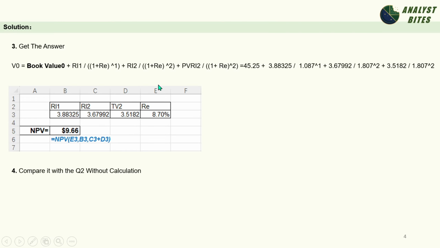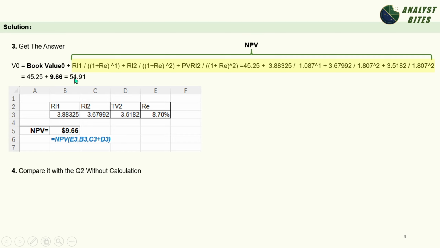The present value of all future RI is 9.66. Finally, don't forget to add the initial book value. So the final value with a persistence factor of 0.1 is 54.91. Now problem solved, but let's take it one step further.